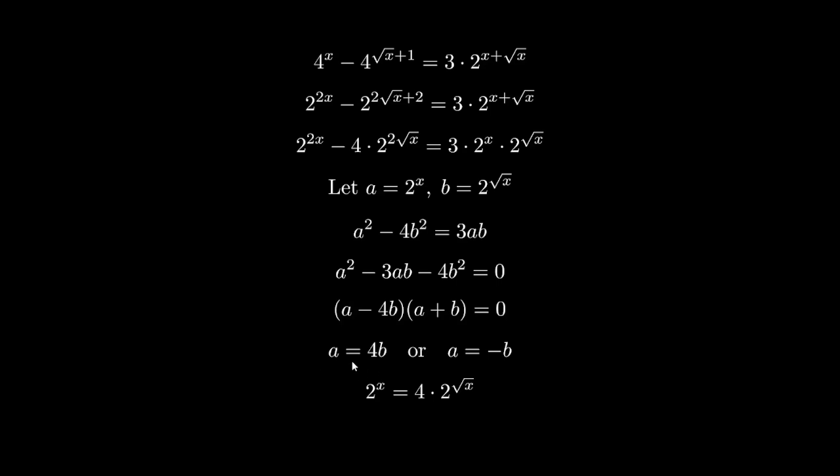So recall that a was just 2 to the x and b was 2 to the square root of x. So for the first one, a equals 4b, that's 2 to the x equals 4 times 2 to the root x. Notice that we cannot have a equals negative b because a is an exponential and so is b. Exponential is always going to be greater than 0. So you can't have it be negative. So we'll just ignore that case. So now we just need to solve 2 to the x equals 4 times 2 to the square root of x.